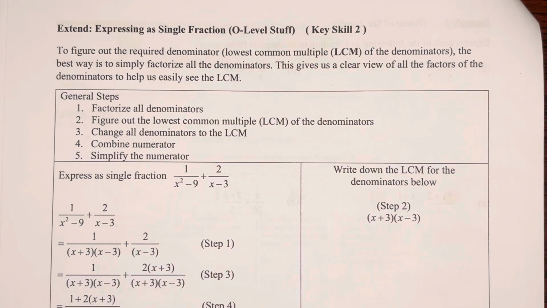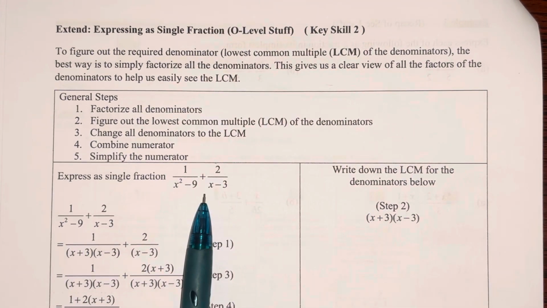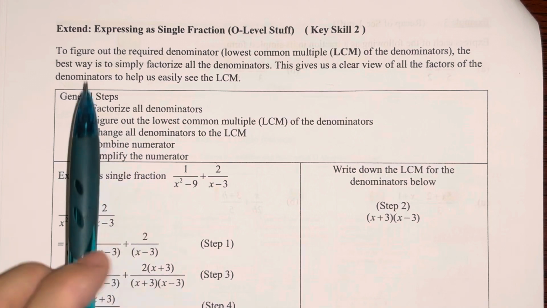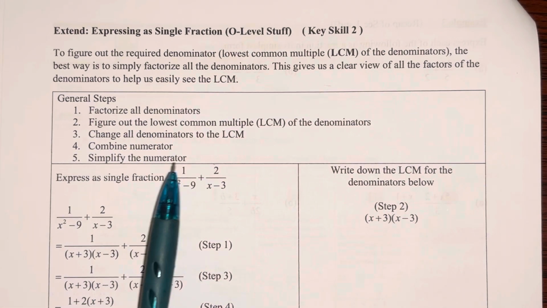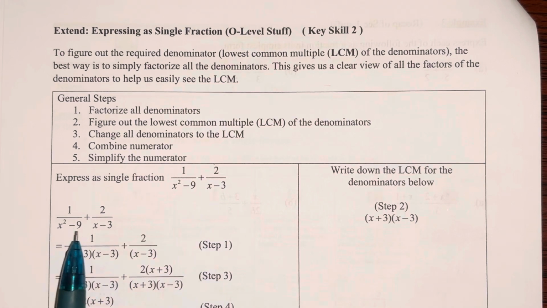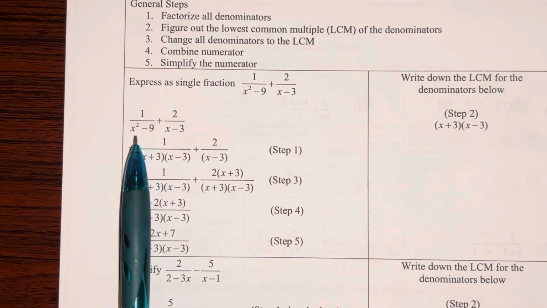So now we are back at the Sec 2 stuff again. Let's look at this question now, and go through the general steps. The first step is always to factorize all denominators. So let's start with this question. I look at both the denominators. This is already factorized, I can't factorize further, but this one I can, because this is a square minus b square. So it's x square minus 3 square. Let's move this here. And this is x plus 3 times x minus 3.